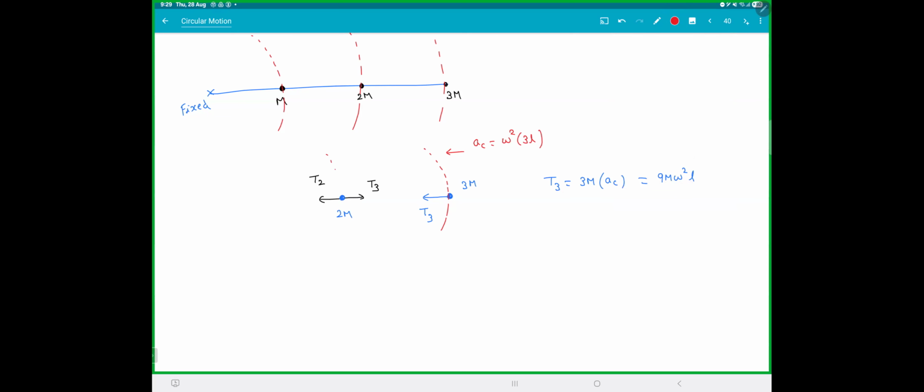Then we will say, since this is going in a circle, in case you're confused with the rod, think of it like there are three strings between them. Light rods, that would be a better thing. And this will also have a centripetal acceleration, which is omega square, radius is 2L.